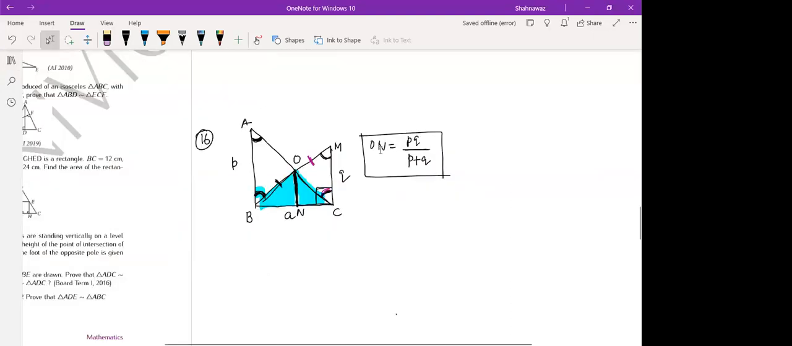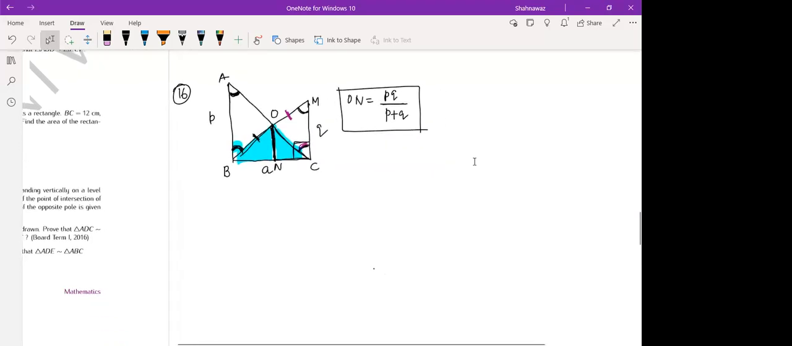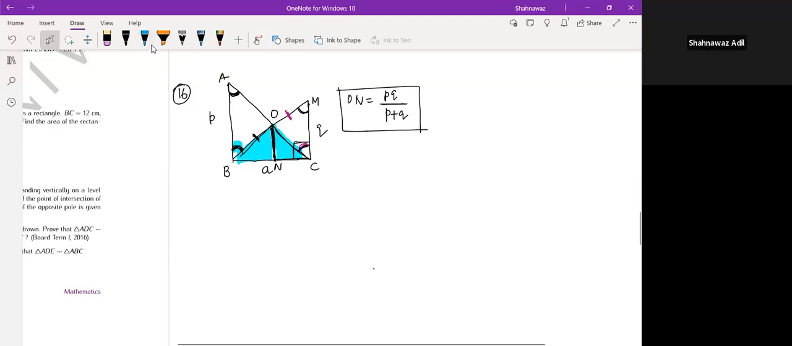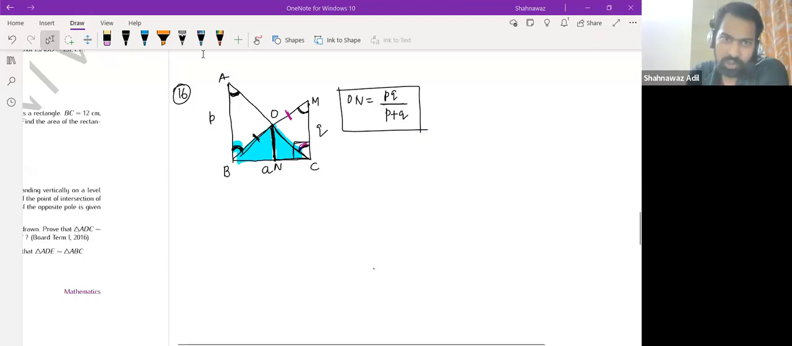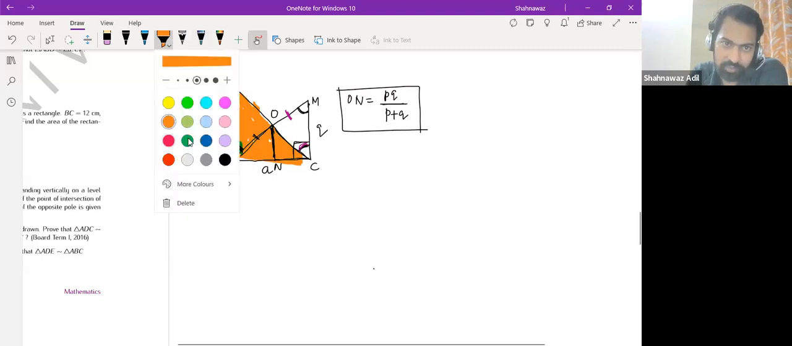So this was the question. We have to prove this, right? ON equals to this. So the idea is that, okay, we know already about these two triangles: the bigger one, which is this, and the smaller one, which is this one.